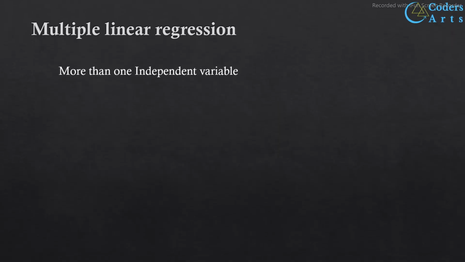Now we will look at multiple linear regression. We saw that in simple linear regression there is only one dependent variable and one independent variable. But in multiple linear regression there is more than one independent variable. So let us consider an example.